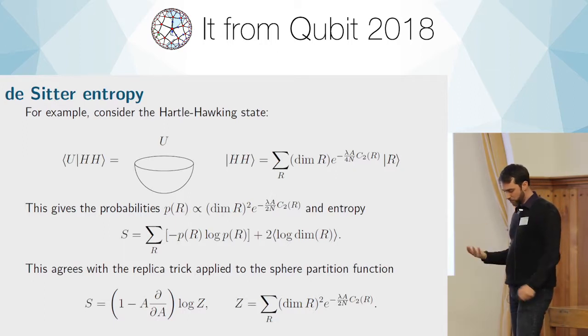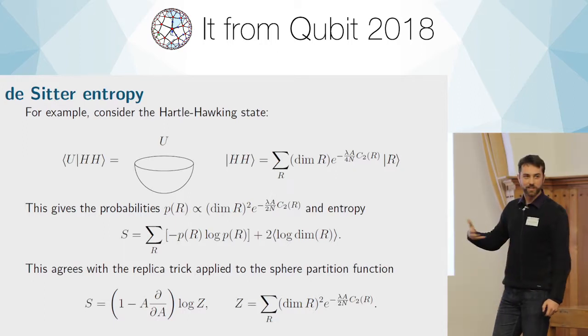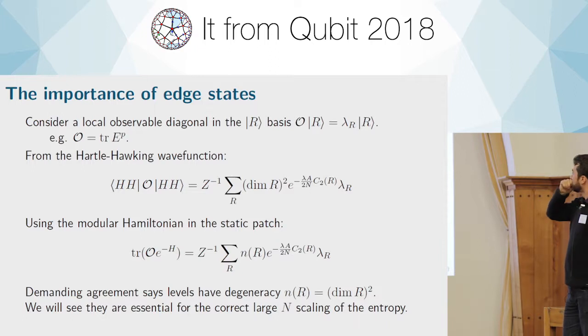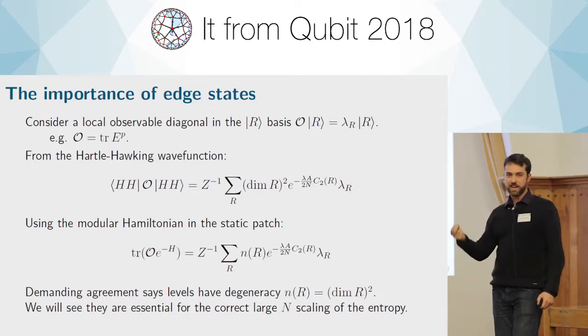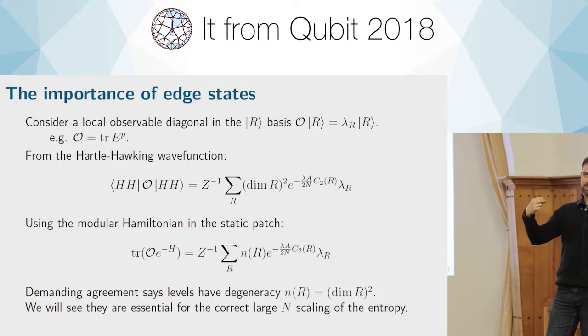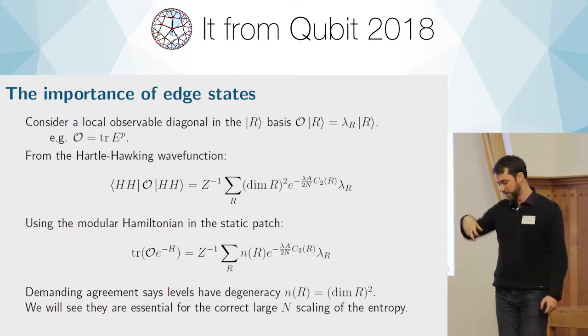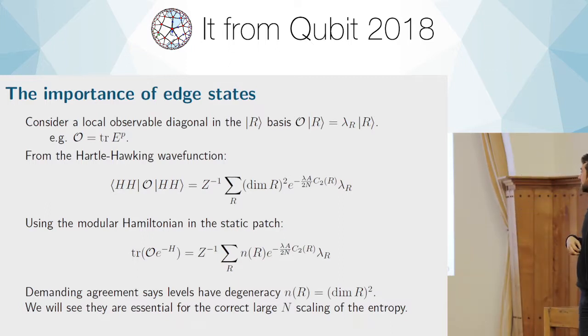But actually they have an important consequence. What they do is they're necessary in order for the theory to have a modular Hamiltonian that's represented geometrically as the de Sitter boost in this case.